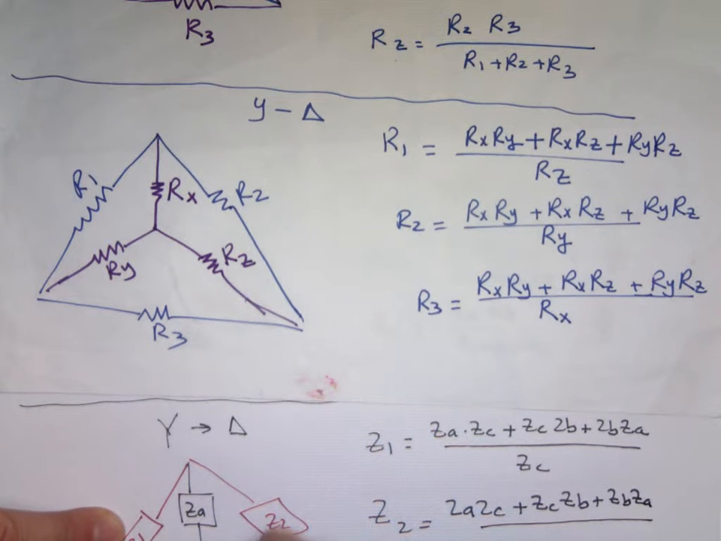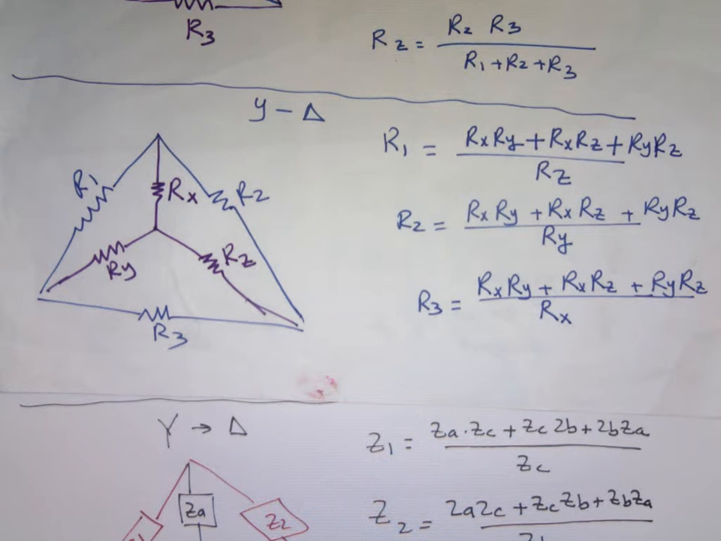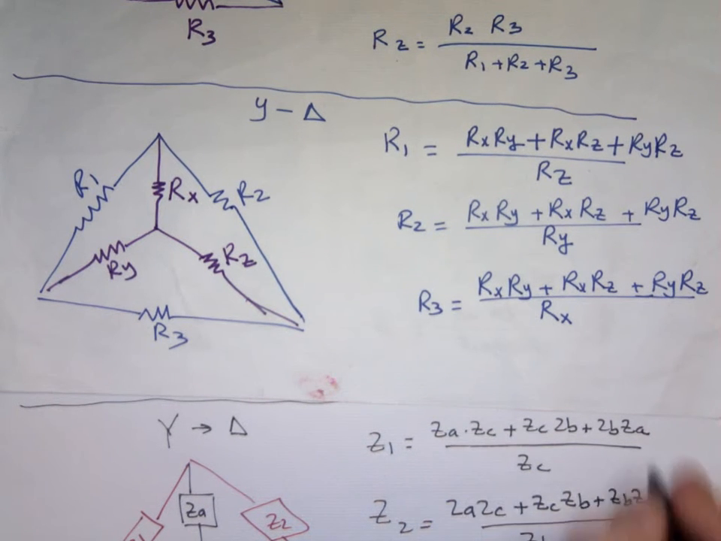If I'm looking for this, I'm going to divide by that resistor, ZB. And if I'm looking for Z3, that's this one. Again, the top is the same: ZA times ZC, plus ZC times ZB, plus ZB times ZA, over ZA. And if all these values are equal, this will be ZY times ZY, that's ZY squared, 3 of them.